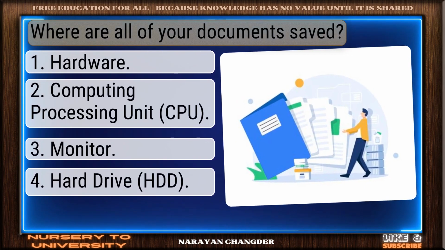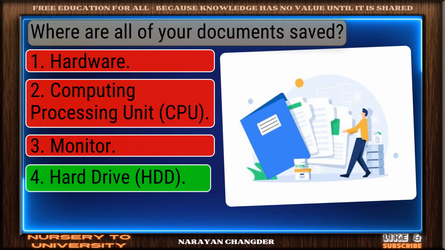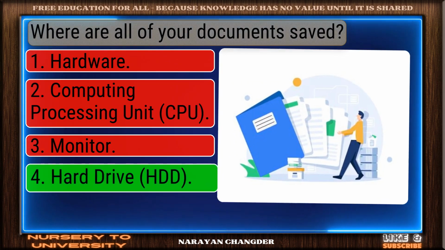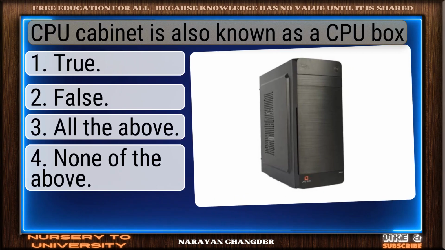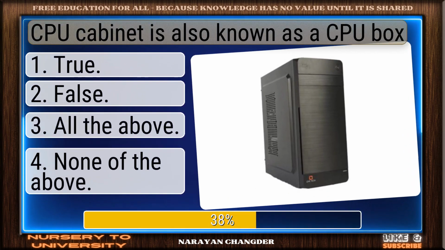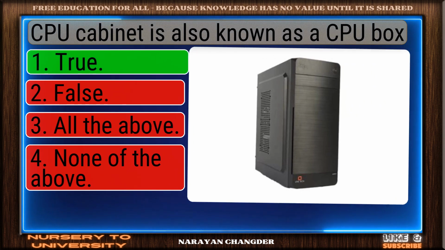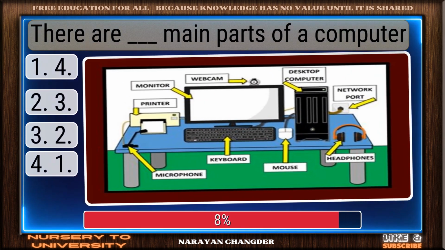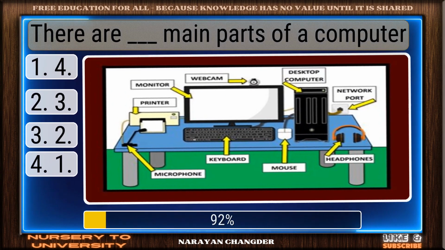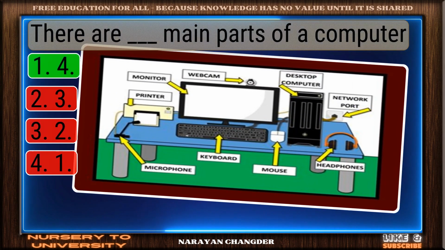Where are all of your documents saved? Well done. Hard drive is the right choice. CPU cabinet is also known as a CPU box. Valid point. True is true. There are dash main parts of a computer. Excellent. 4 is a brilliant choice.